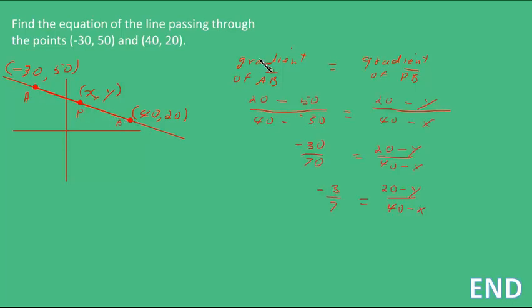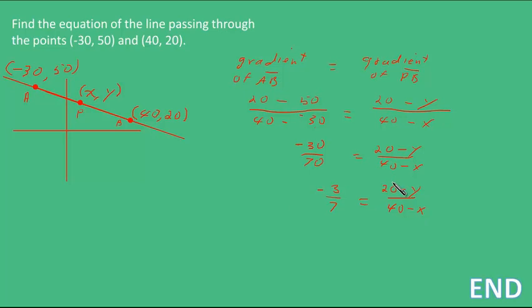The gradient of the line segment AB is the change in y, which is 20 minus 50, divided by the change in x, which is 40 minus a negative 30. The gradient of the line segment PB is the change in y, which is 20 minus y, over the change in x, which is 40 minus x. And then we simply simplify. This comes out being minus 30 over 70, which can be simplified to minus 3 over 7. And so this essentially is the equation of the line.